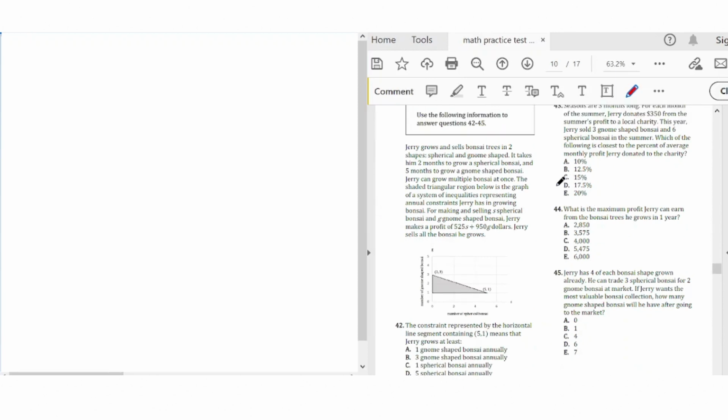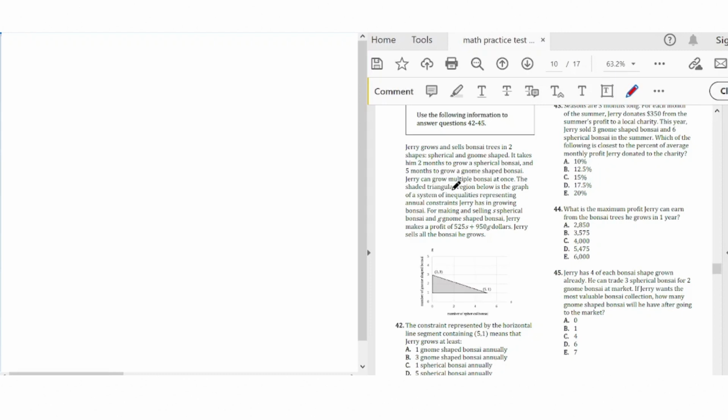All right, moving on. We've got a few problems that are working on this one word problem right here. So, Jerry grows and sells bonsai trees in two shapes, spherical and gnome-shaped. It takes him 2 months to grow a spherical bonsai, 5 months to grow a gnome one. Jerry can grow multiple bonsai at once.